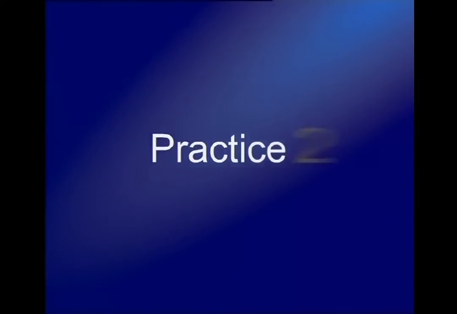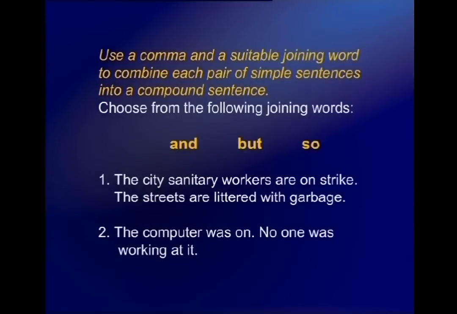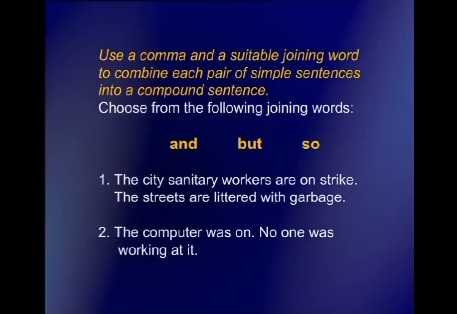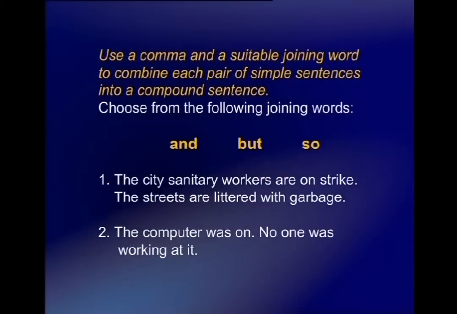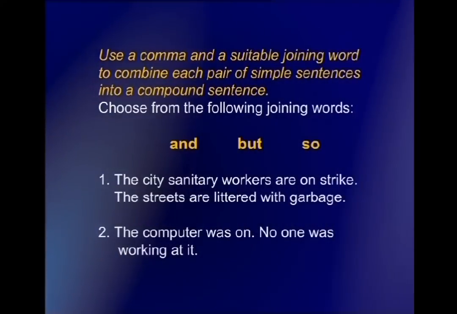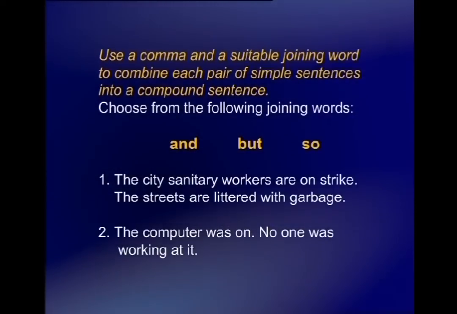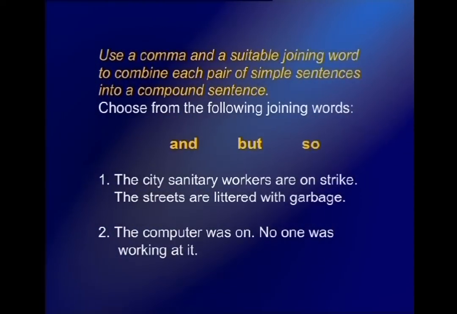Practice 2. Here use a comma and a suitable joining word to combine each pair of simple sentences into a compound sentence. And 3 words are given to you. You choose from the following 3 words: and, but, and so. The city sanitary workers are on strike. Sentence number 1. The streets are littered with garbage.